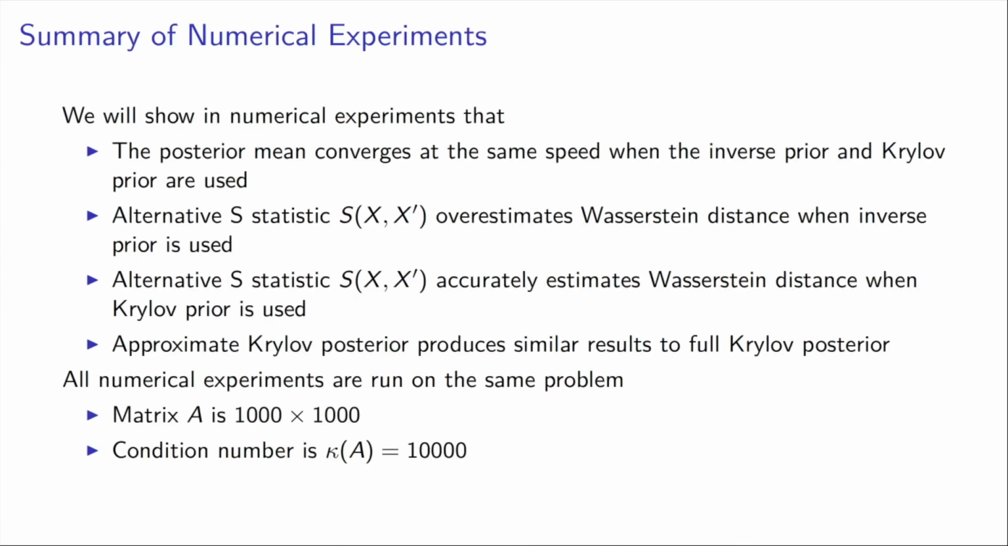Now I'm going to summarize the numerical experiments that we performed. In these numerical experiments, we're going to show that the posterior mean converges at the same speed when the inverse prior and Krylov prior are used. We're going to show that the alternative S-statistic overestimates the Wasserstein distance when the inverse prior is used, but accurately estimates the Wasserstein distance when the Krylov prior is used. We're also going to show that the approximate Krylov posterior produces similar results to the full-rank Krylov posterior. All these numerical experiments are run on the same problem. The matrix A is a 1000 by 1000 matrix with a condition number of 10,000.